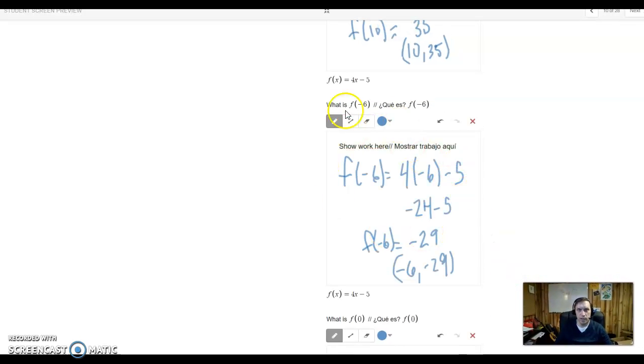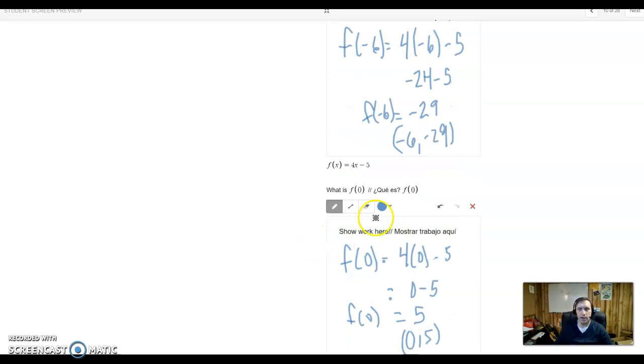All right, so here's the solution. Did you get at -6, we get -29? I hope so. If not, just pause it, walk through this, right? When we plug it in, you get -24 minus 5 is -29. And then down here, f of 0, you should have gotten -5.